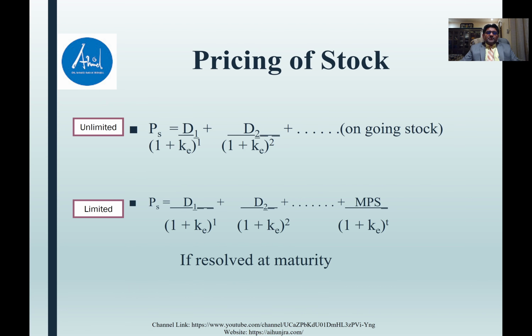While we're talking about the pricing of stock, as you know, stock is related to a company, and a company is a going concern, which means it has unlimited life. If it has unlimited life, then we can find the price of stock, denoted by PS, as the present value of dividends: D1 divided by 1 plus KE raised to the power 1, dividend D2 divided by 1 plus KE raised to the power 2, and so on, up to infinity. If its life is unlimited and it's not redeemable, it is irredeemable, an ongoing stock, which is a perpetuity.